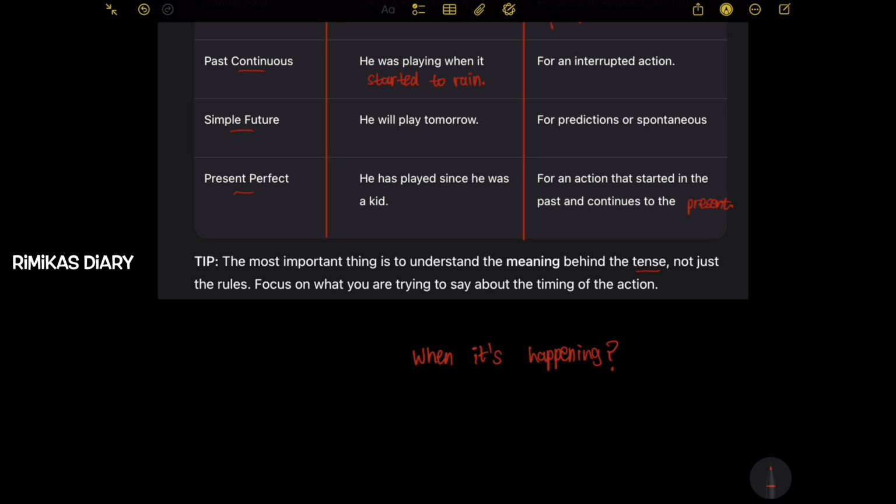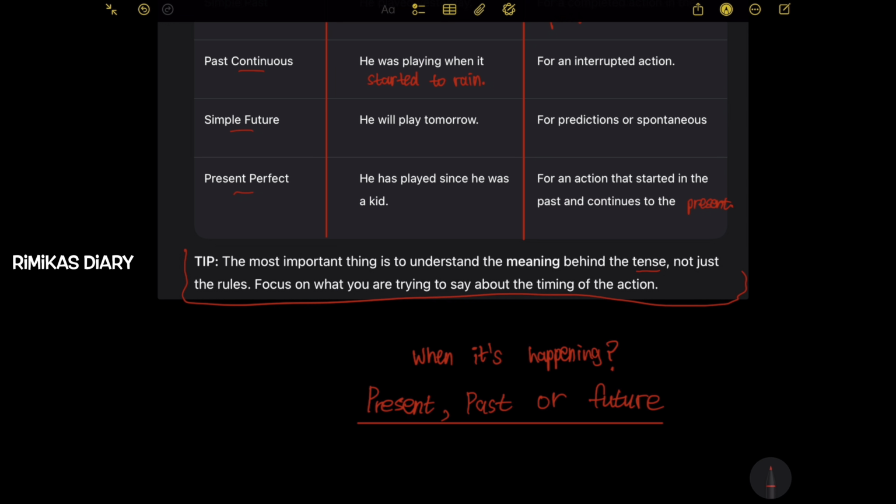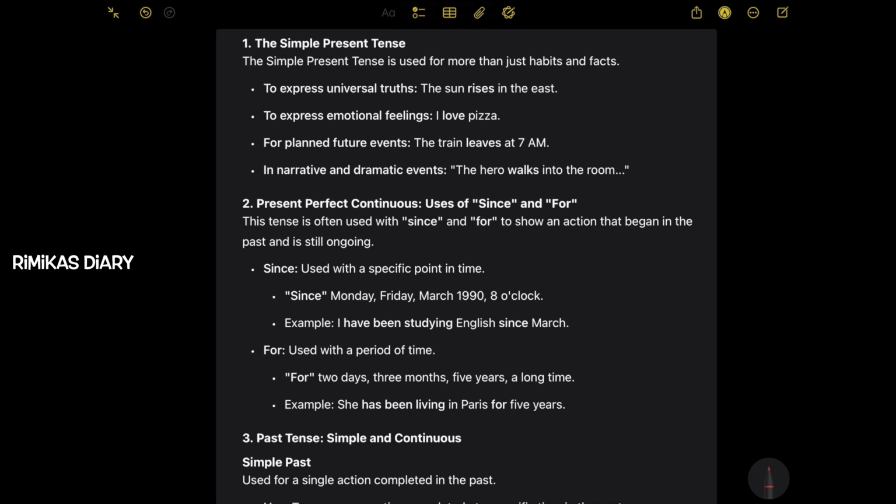So is it happening in the present, past, or the future? These three are the main things that you need to focus on, not just the rules. Now we're going to be seeing this in more detail.